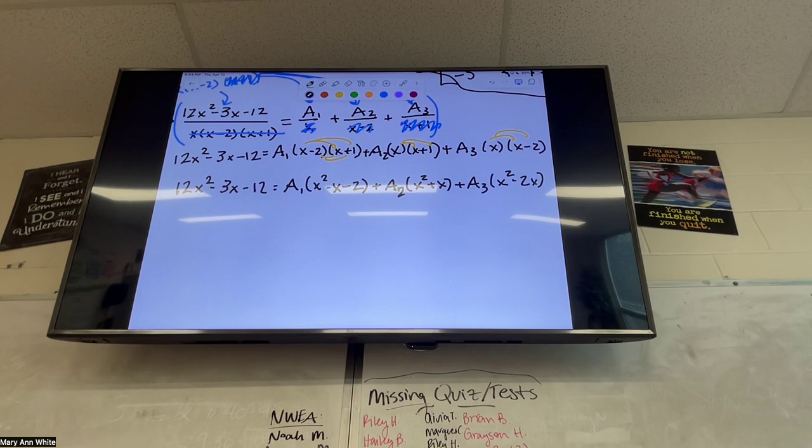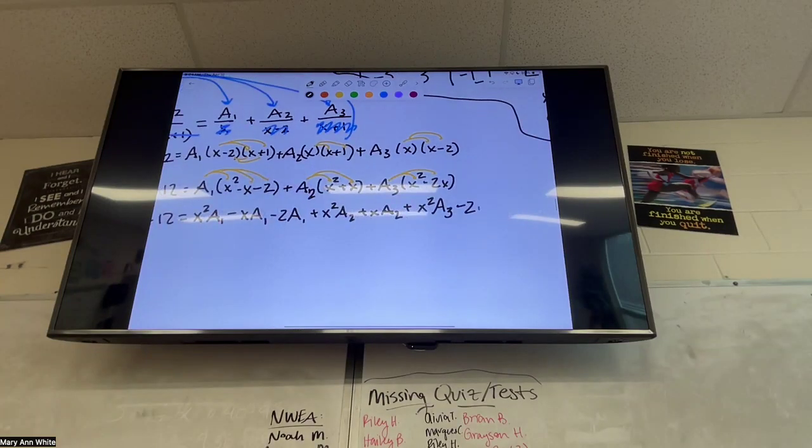As much as it feels weird, I want you to distribute that a sub 1 to everything, a sub 2 to everything, a sub 3 to everything. And I think it's easiest if you put that a sub number at the end. So like that first term, when I do a sub 1 times x squared, I'm gonna go x squared a sub 1, minus x a sub 1, minus 2 a sub 1, plus x squared a sub 2, plus x a sub 2, plus a sub 3, plus x squared a sub 3, minus 2x a sub 3.